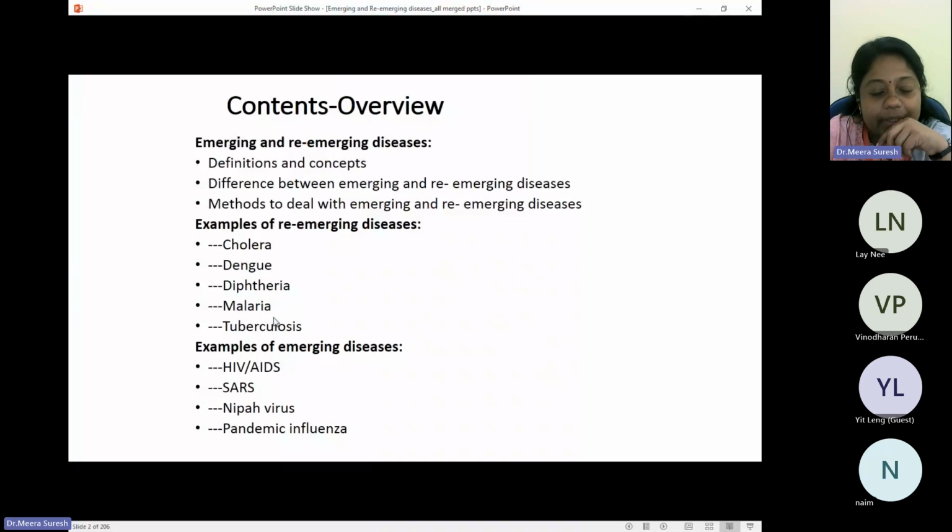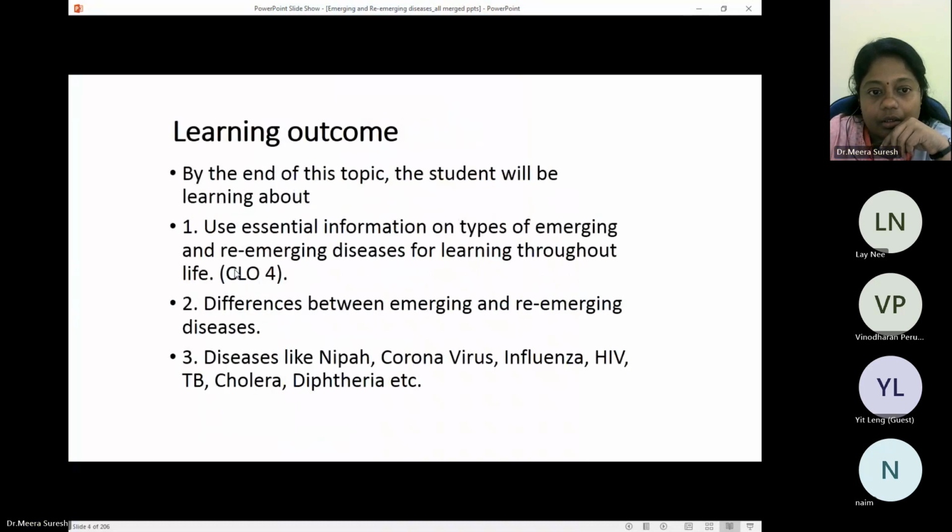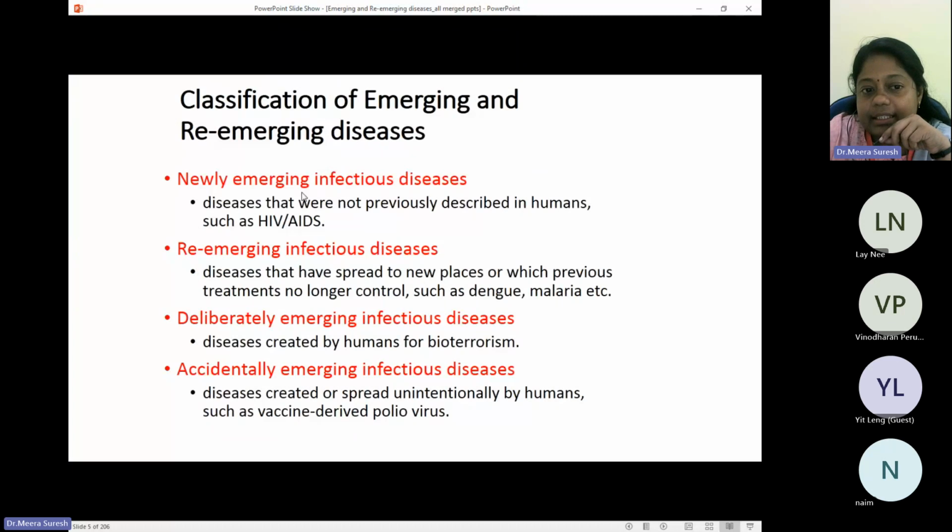Sorry, someone came here, that's why. So we have some examples of re-emerging diseases and emerging diseases. So just need to go through it. And from the examples itself, you know most of these things. So we just go through that. So what we'll see, there are certain new terms like emerging diseases. So, and we also have re-emerging diseases. Then we have deliberately emerging diseases and accidentally emerging diseases.